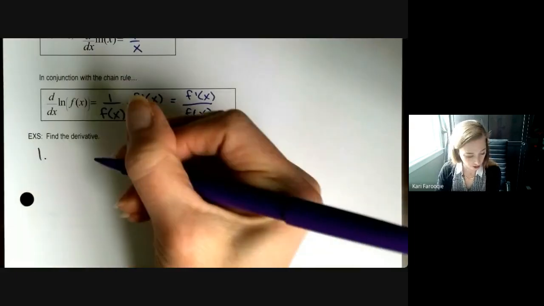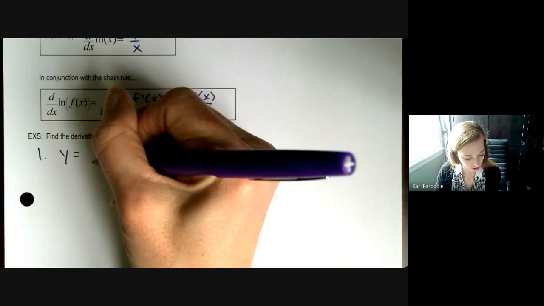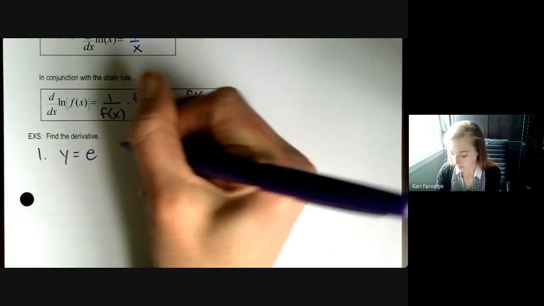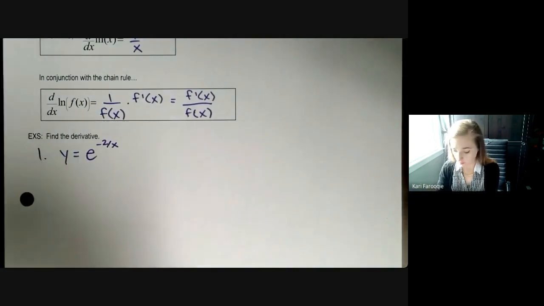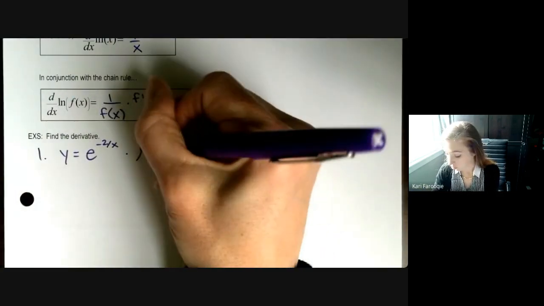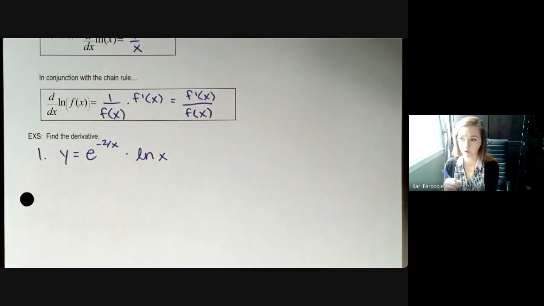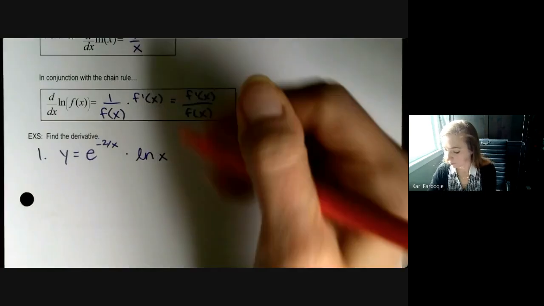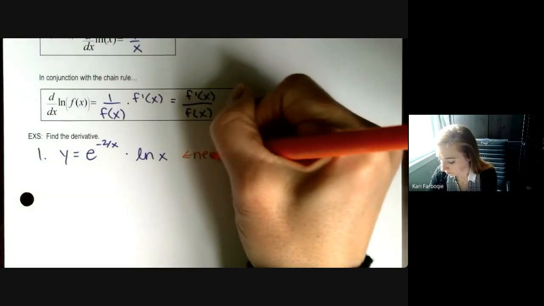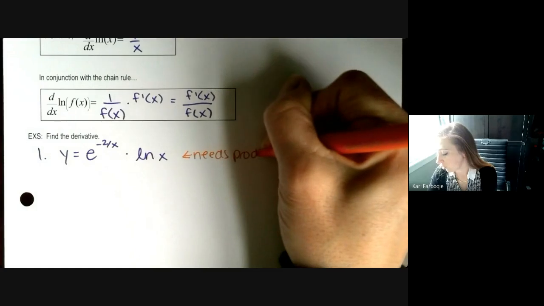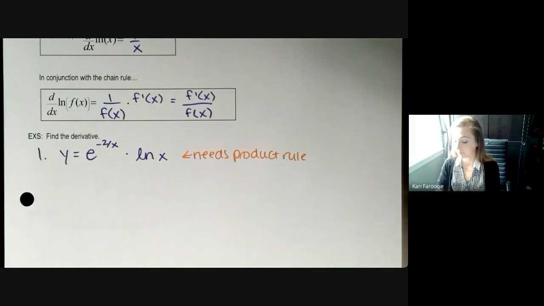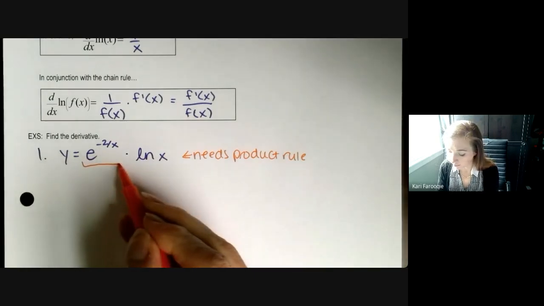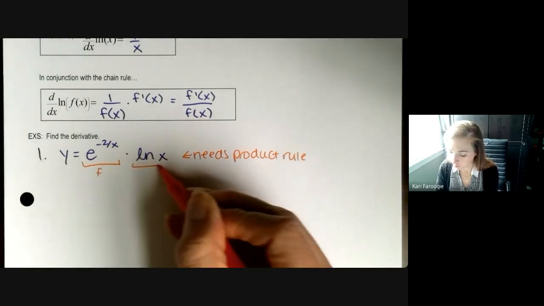The first one is going to be y equals e to the negative 2 over x, so we're bringing back these exponential functions to review them, times the natural log of x. Now, this is going to need the product rule. It needs a product rule because we're multiplying two different functions of x together. So you can label them f and g if you'd like.